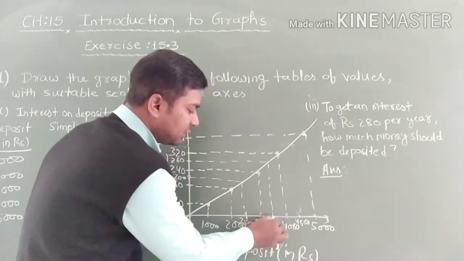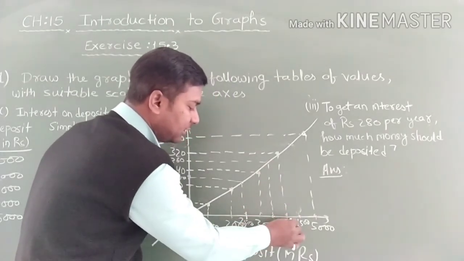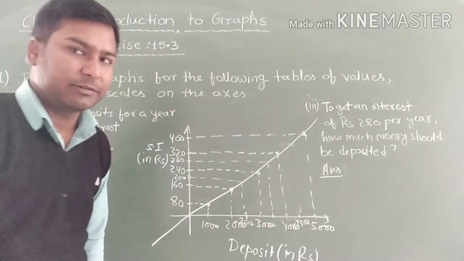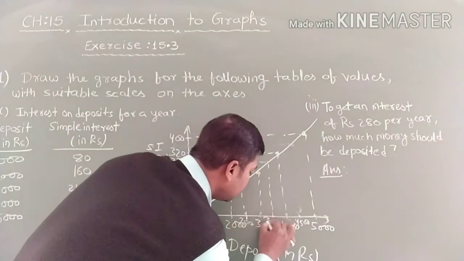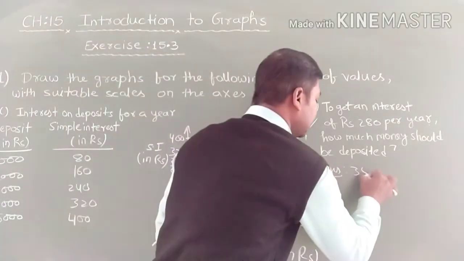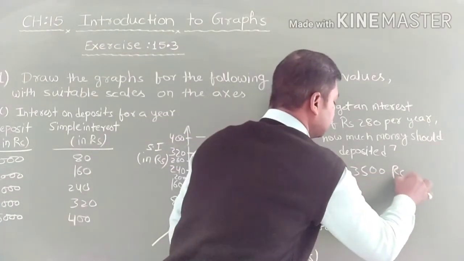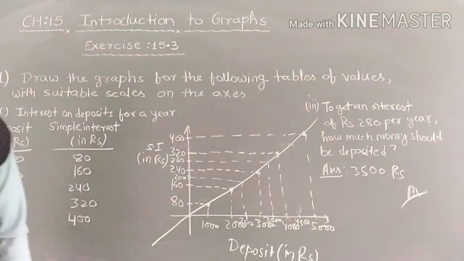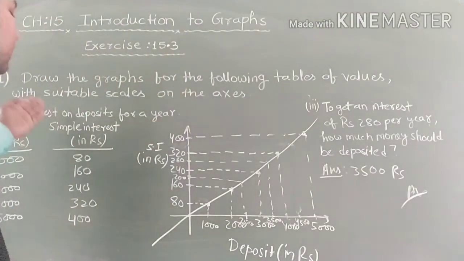So this is the point where 3,000 and 4,000. So in between 3,000 and 4,000, what will be the deposit? 3,500. Okay. So this point is 3,500. So answer will be 3,500 rupees. So this is the answer. So this was the complete explanation of question number 1.